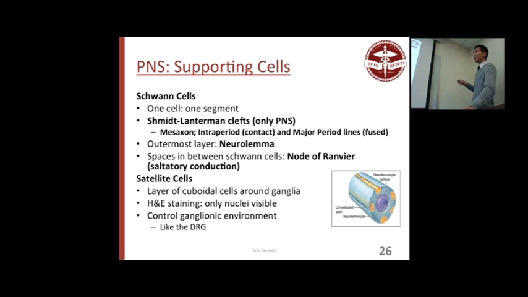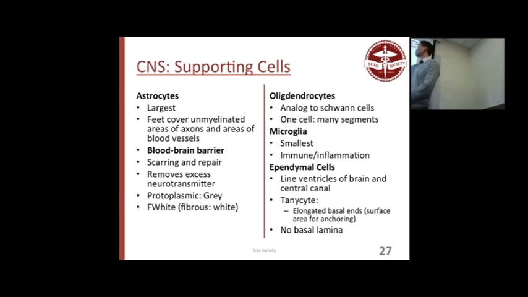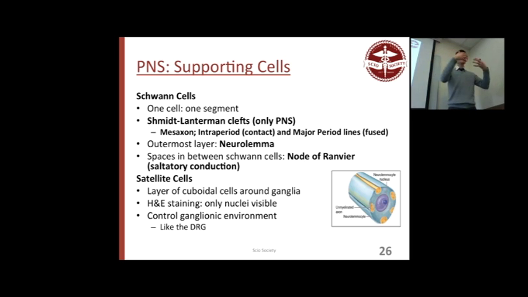Intraperiod line and major period line. Perfect. So this is where the membranes of the Schwann cells are contacting each other. But major period line is when they're actually fused. So we see this as darker, and that's why we say major period versus intraperiod. And you'll see them throughout.